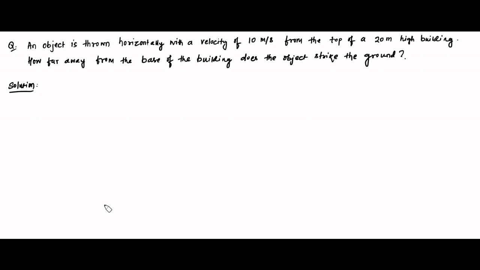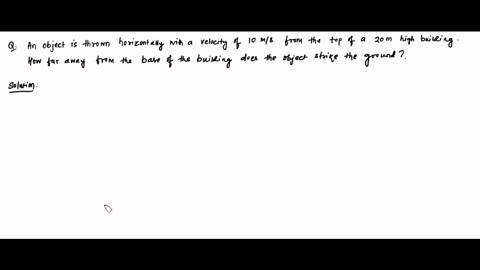So this is the first question. It is given that an object is thrown horizontally with a velocity of 10 meter per second from the top of a 20 meter high building. How far away from the base of the building does the object strike the ground?